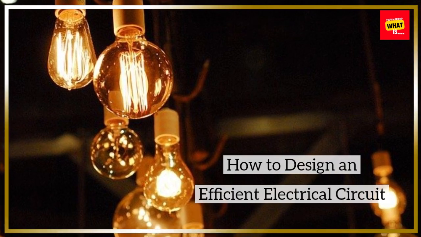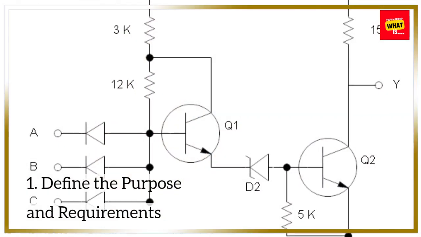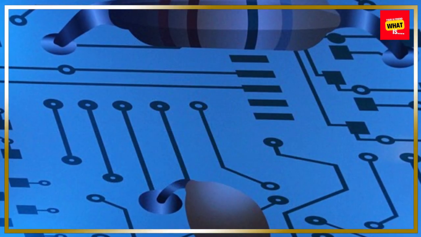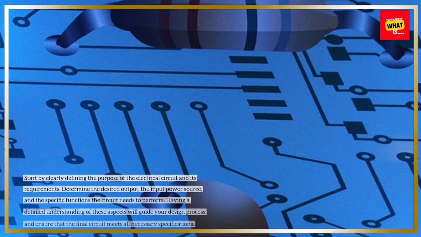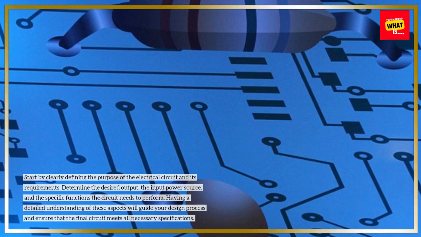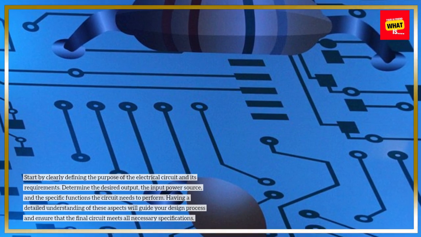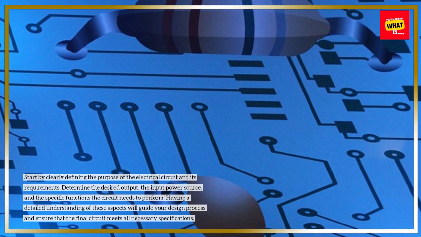How to design an efficient electrical circuit. 1. Define the purpose and requirements. Start by clearly defining the purpose of the electrical circuit and its requirements. Determine the desired output, the input power source, and the specific functions the circuit needs to perform.